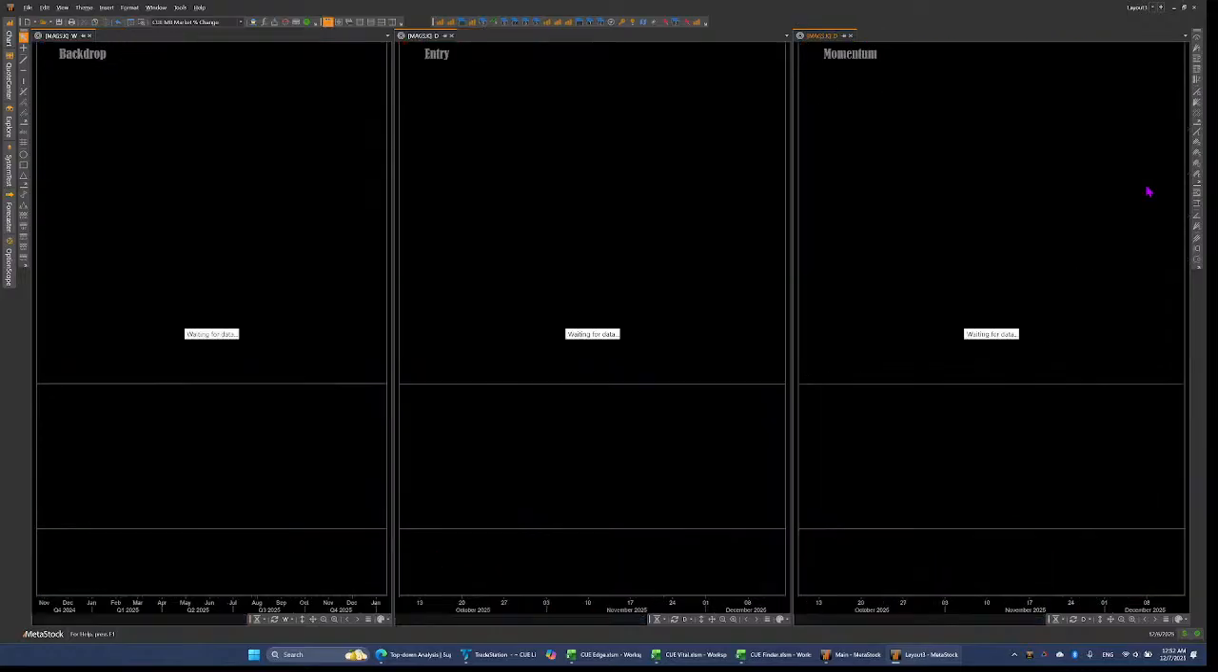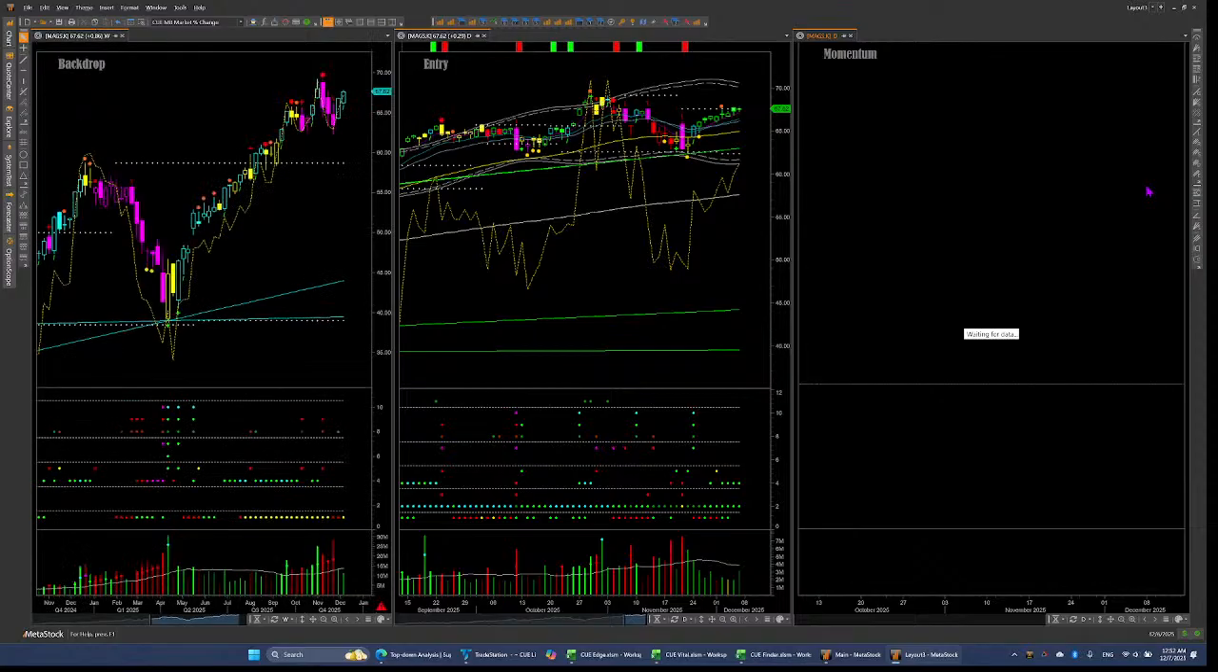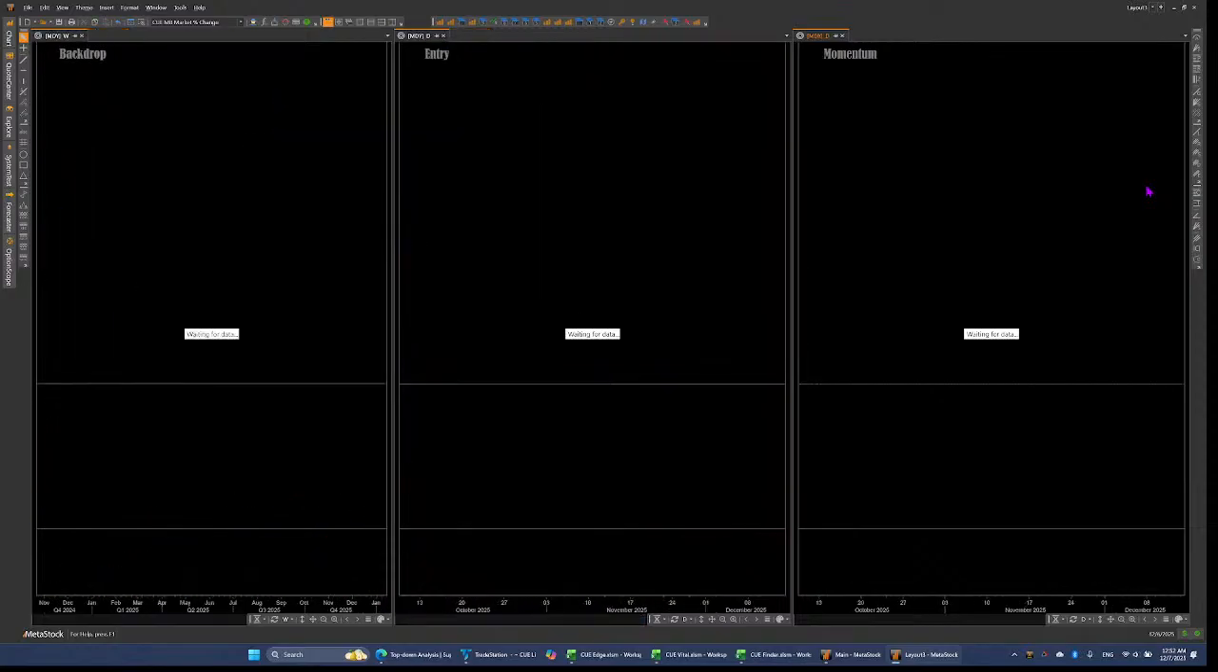Next instrument, mega cap ETF. I'll skip that, we already looked at the mega cap custom index. Next is MDY, the mid cap ETF.